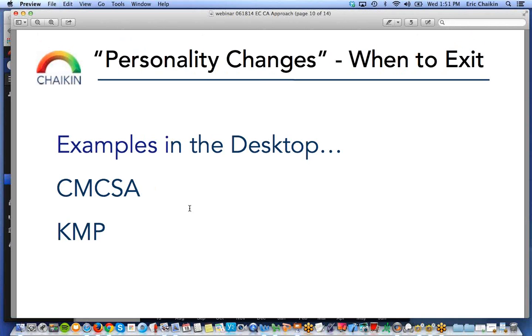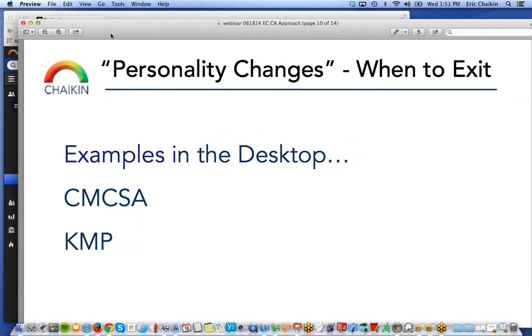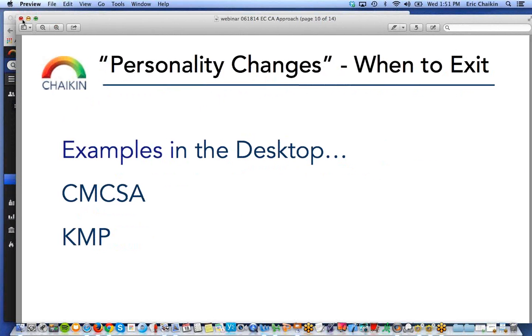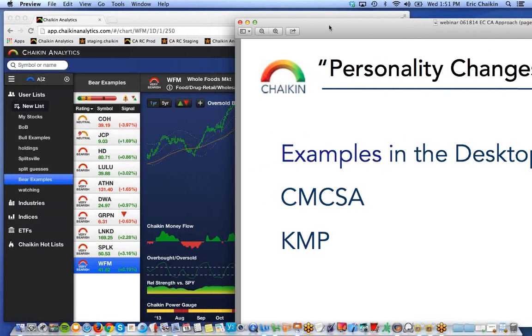what are the signs that I should exit a position that I've made some money in, that I should stop myself out of a position that's not making money for me, or just, if I've been on the sidelines looking at a stock that you've been bullish on, when is the Chaikin system changing its opinion? I call that a personality change. So I mentioned that term before. I'm going to just show a couple examples. One that was pretty high profile, and then one that, well, both somewhat high profile.